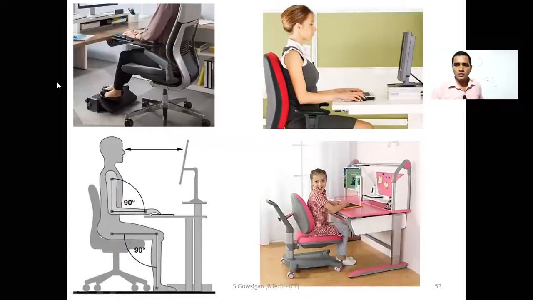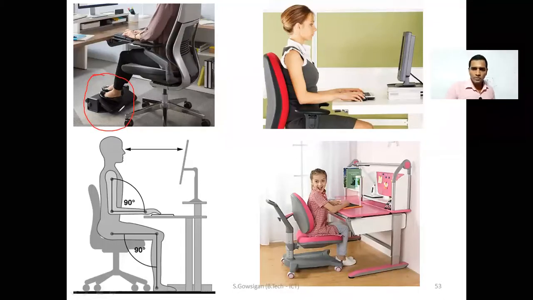So these are the things which I talked about. In the first picture, I'm trying to show this one, right? Footrest. Look here. This computer user uses a footrest to keep his feet on the floor, because his feet are not on the floor. He is unable to keep them on the floor. So he keeps a footrest. That is of course correct, right?